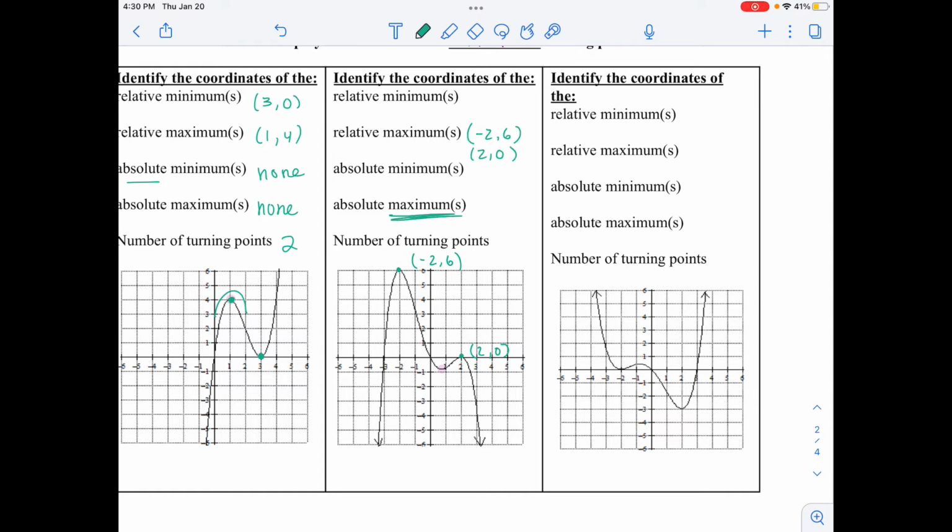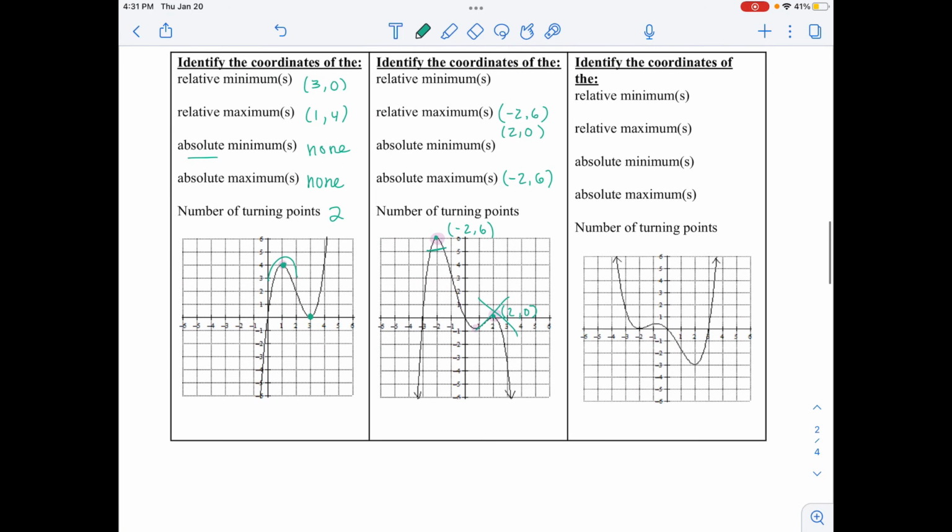But then when they ask me for my absolute maximum, look at both of those maximums and think, okay, are there points that are larger than either of those? Well, this one, it looks like there are all these points above it, so that's not going to be our absolute maximum. But (-2, 6) appears to be the biggest point on this graph. My graph does not ever reach positive infinity, so that's my absolute maximum point that exists on that graph. Okay, so continue to fill out the rest of these on your own, and then we'll move along.